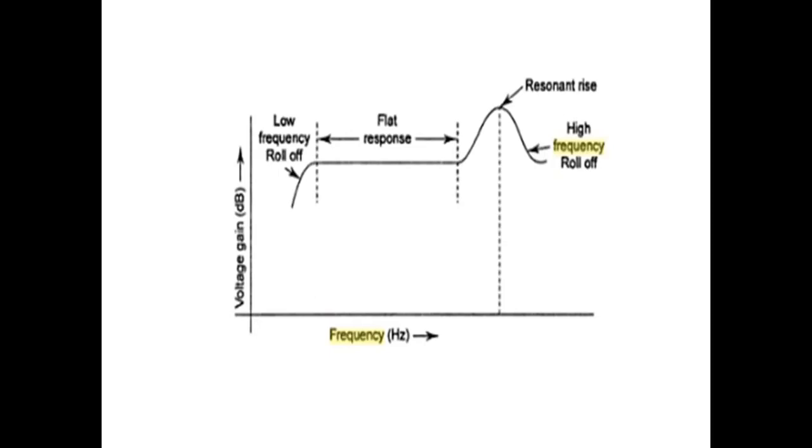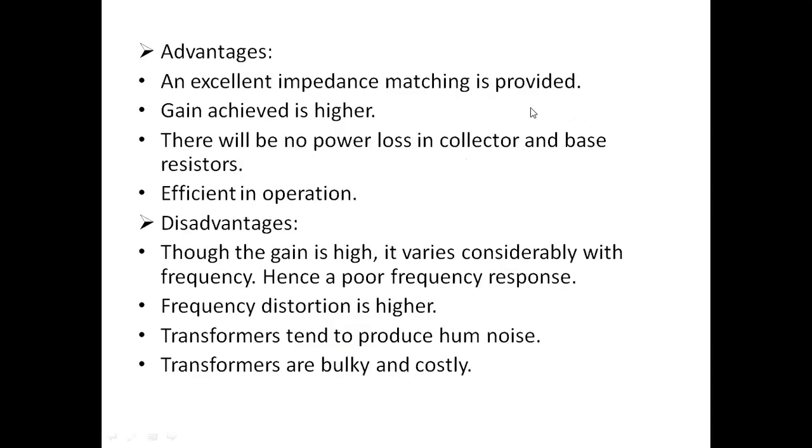So for this reason, transformer coupled amplifiers are used in TV and radio receivers for amplifying the signals as well as to provide some impedance matching. So this is mainly used for TV and radio receivers for amplification and impedance matching. And next, what are the advantages of transformer coupling?